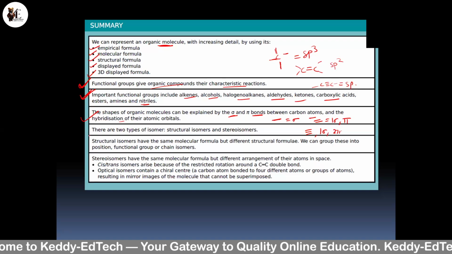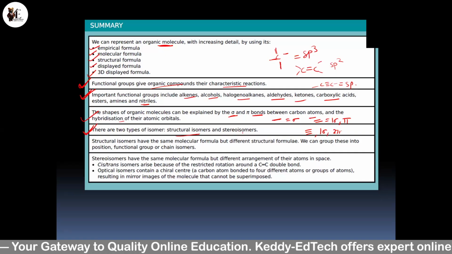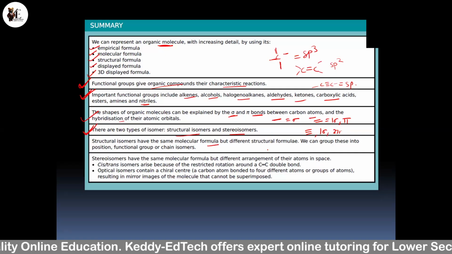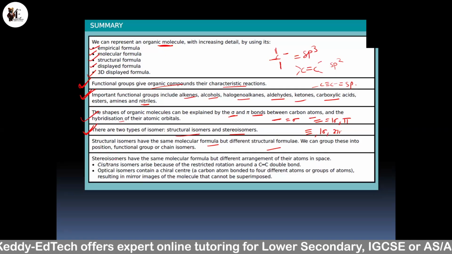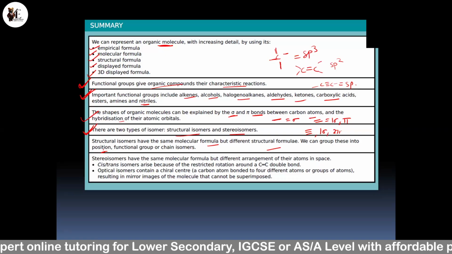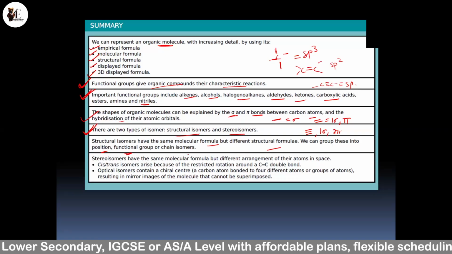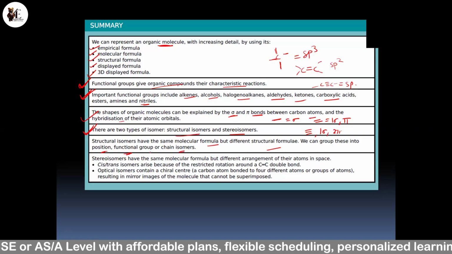Then we have discussed isomers, 2 types of isomers: structural and stereoisomers. Structural isomers have the same molecular formula, different structural formula. The types of structural isomers we have studied are position isomers, where there is a difference in the position of your functional group; functional group isomers, where the functional group itself changes; and chain isomers, where the root chain changes. It goes in branching.